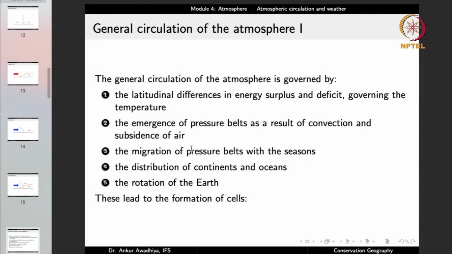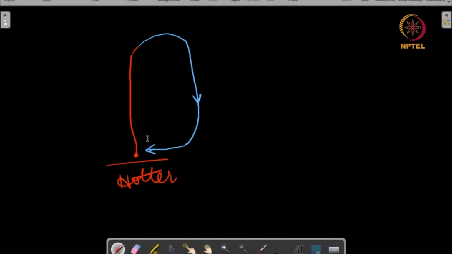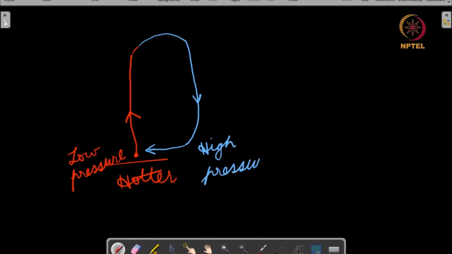So we have the emergence of pressure belts as a result of convection and subsidence of air. In those areas where you have convection, where the air is moving up, you will have a situation of low pressure near the earth's surface, and in regions where you have subsidence of air, so much air is coming down that you will have a high pressure in these areas where you have subsidence.